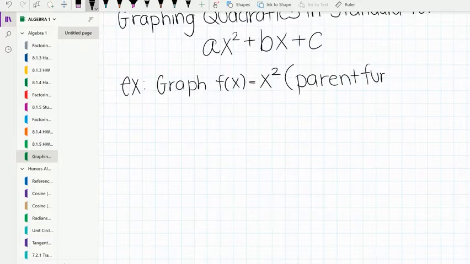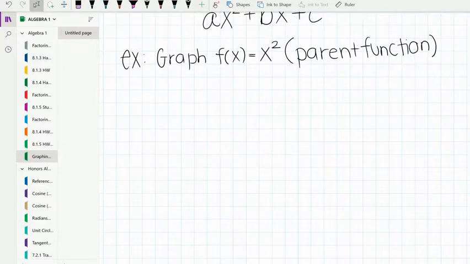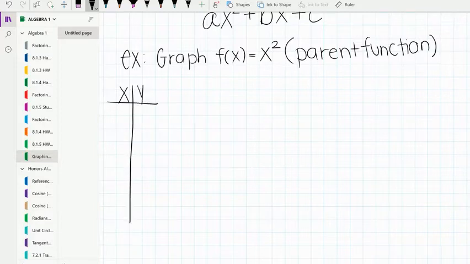I would recommend taking notes as you watch the video, and if you need to pause at any point, that's completely fine. What we're going to do is plug in some points. So we're going to make an XY table. Typically, we want to plug in both negative and positive values, but we're going to start noticing patterns as we get more into graphing quadratics. I'm going to plug in -2, -1, 0, 1, and 2.